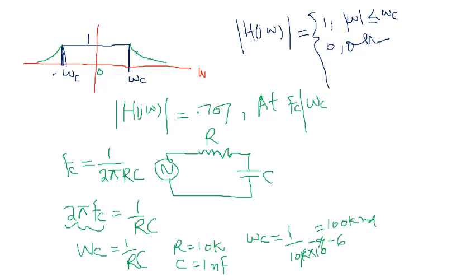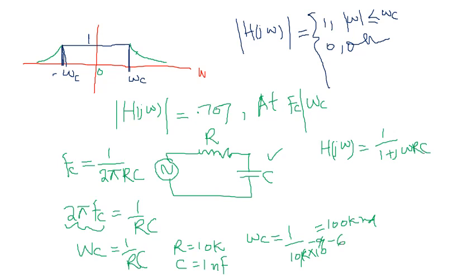Because we considered an example of this circuit in the previous lecture, we found that H of j omega equals 1 over 1 plus j omega RC. So this was the frequency response of this circuit.